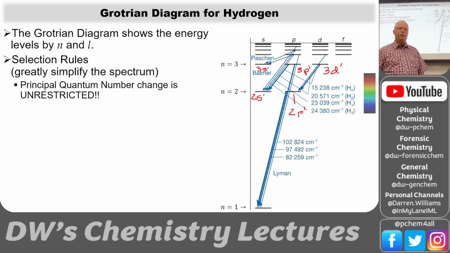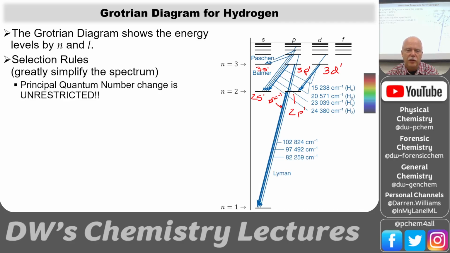Notice the selection rules, okay? Can you see the selection rules from this Grotrian diagram? Well, yes. This difference, see this blue line right there? That's delta n equals minus 1, right? It went from n equals 2 down to n equals 1.